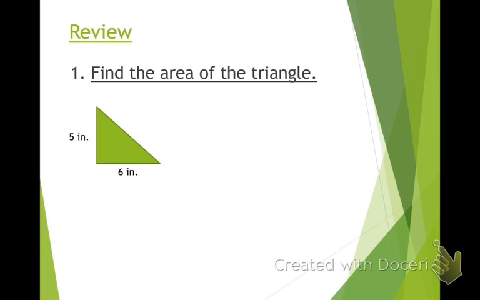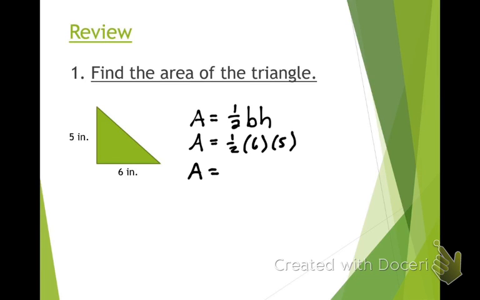This one, we found the area of a triangle yesterday. I want you to try to do this on your own. If you don't remember how to do it, go ahead and pull out your notes from yesterday. All right, I saw a lot of excellent answers. What was the formula you guys used? A equals 1/2 times B times H. All right, what was our base? 6 inches. And what was our height? 5 inches. And what did you get for your answer? 15 inches squared. 15 inches squared is correct.